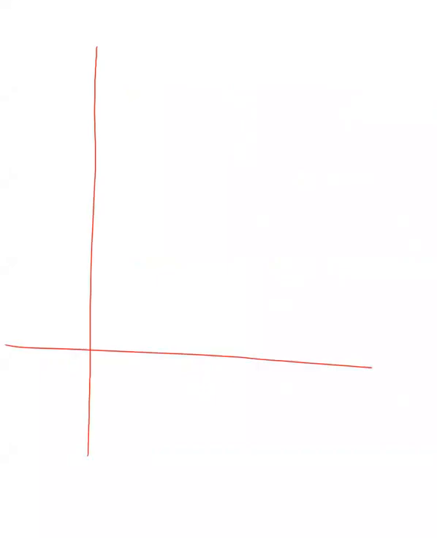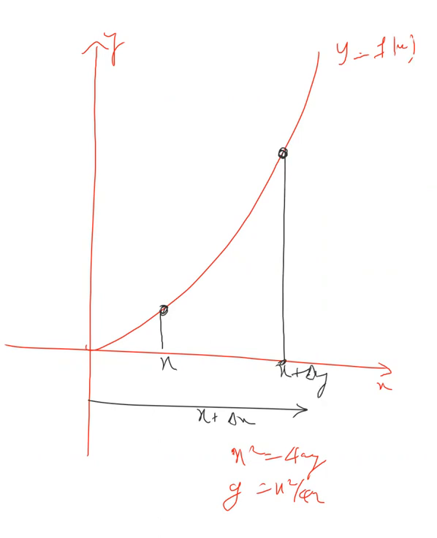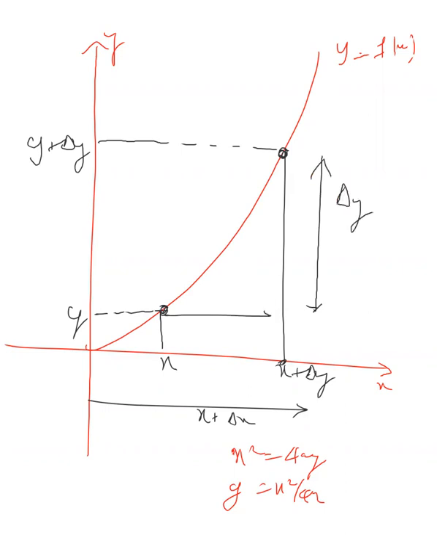What is happening exactly is, if you have a curve which represents y as a function of x, like x square equals 4ay, that is y equals x square by 4a, and you have 2 points which are very far from each other. The first point is x, the second point is x plus delta x, and the y coordinates are y and y plus delta y. So this distance is delta y and this distance is delta x.